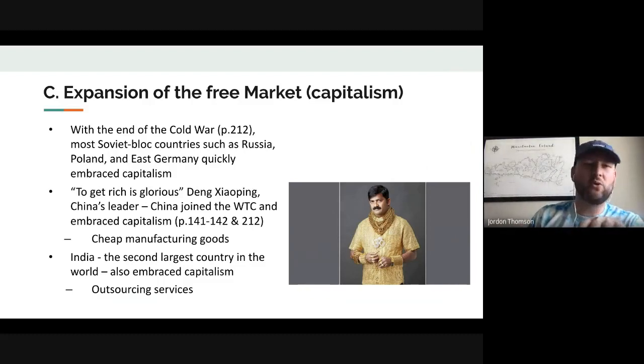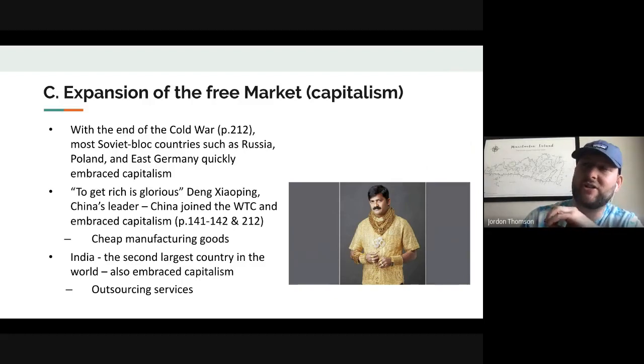So at the end of the Cold War, so this was between the Soviet Union and the United States, Russia, Poland, East Germany quickly embraced capitalism. To get rich is glorious, they said, China's leader at the time. So cheap manufacturing goods and outsourcing services. So India, the second largest country in the world, also embraced capitalism. So you started to have these situations where these massive countries were producing products for way lower, right? So in China, a communist country, they didn't have to pay the workers the same. And it still happens today.